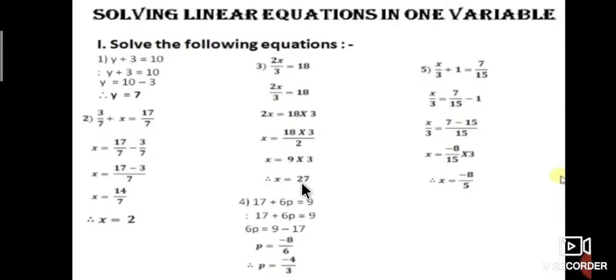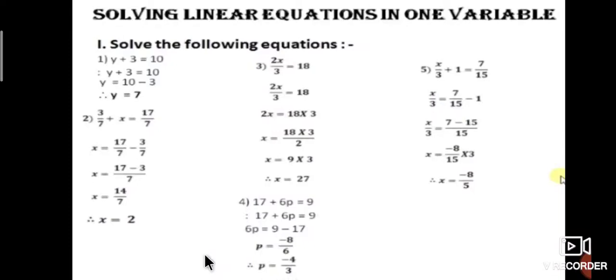Next one is 17 plus 6p is equal to 9. 6p is equal to 9 minus 17. P is equal to minus 8 divided by 6. P is equal to minus 4 divided by 3. P is equal to minus 4 divided by 3 is the solution of the equation.